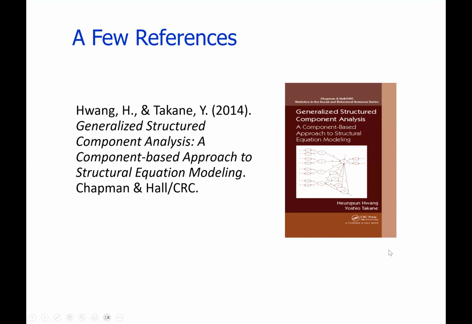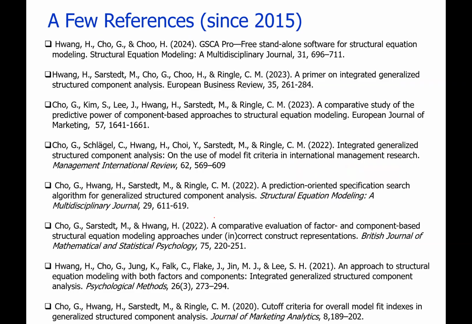Okay, so this is a representative reference for GSCA for component-based SEM. This is a book, and it explains all the technical details and conceptual details of GSCA, and also there are extensions. Then there are a bunch of different references published since 2015. For IGSCA, this one is talking about the modified measures for IGSCA. And this is the IGSCA paper published in Psychological Methods in 2021. So this is the main reference for IGSCA.